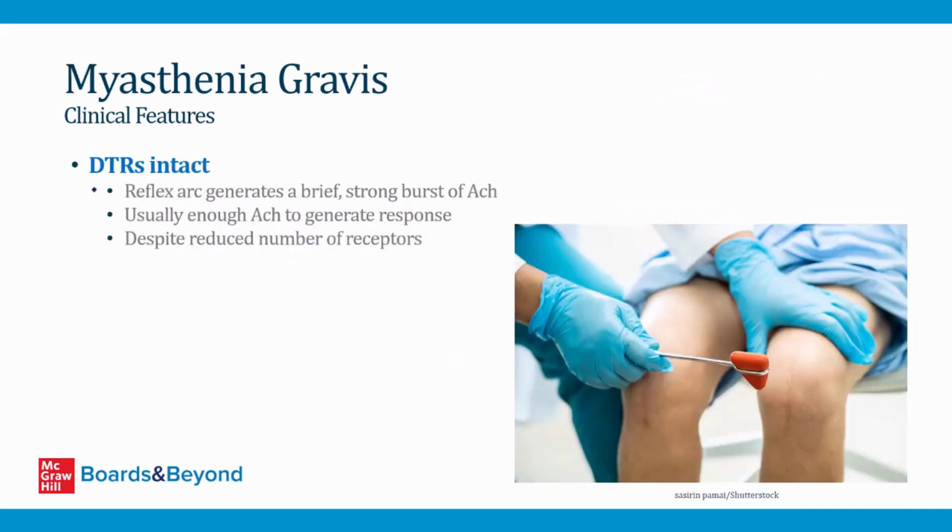It's super high yield to know that the deep tendon reflexes are intact in myasthenia gravis. That includes the patellar reflex, which is shown being tested here. The reason this is the case is because the reflex arc, when you perform reflex testing, generates one brief, strong burst of acetylcholine, and that's usually enough to generate a muscle contraction and a response, even though there's a decreased number of receptors overall. Basically, testing DTRs doesn't bring out fatigability because you're not testing the contraction over and over again. And usually you get one good contraction, and that leads to a normal finding when you test the DTRs.